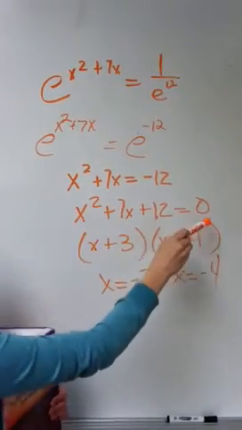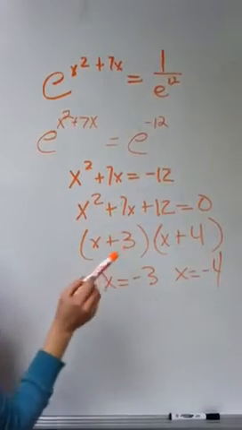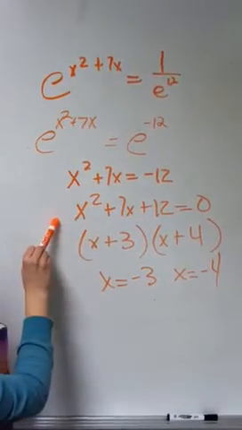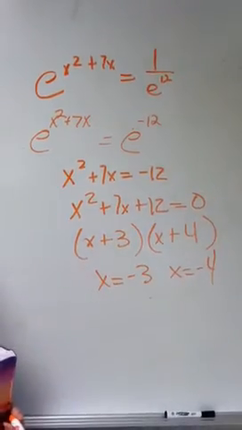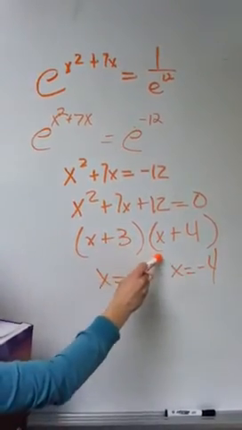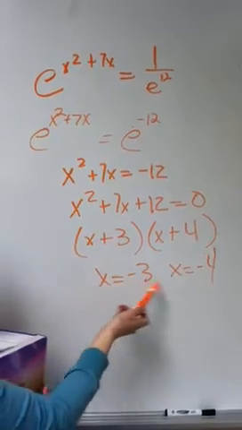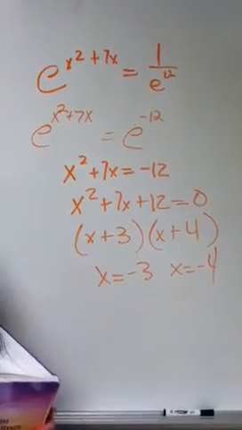Again, we're going to make it all equal to 0 and then factor. So you get x squared plus 7x plus 12 equals 0. You factor that, you get x plus 3 and x plus 4, and then you get x equals negative 3 and negative 4. Once again, you want to check your answers. We did that. It works out.